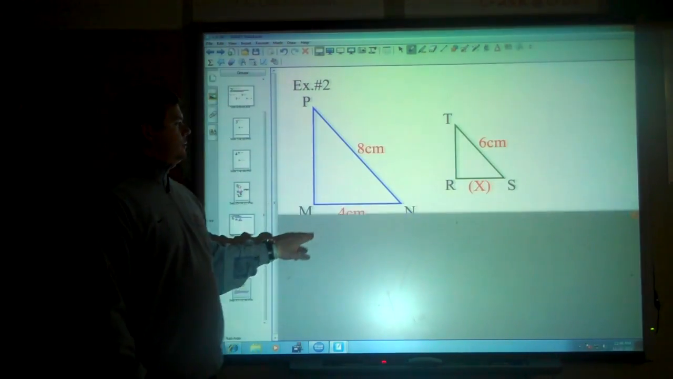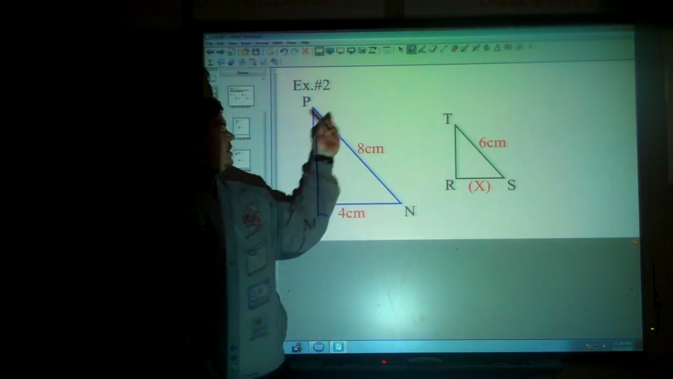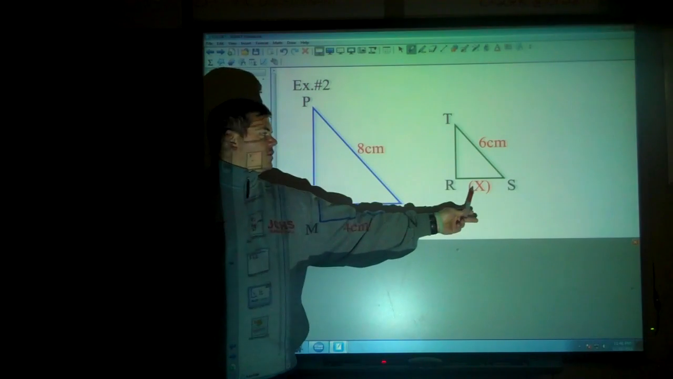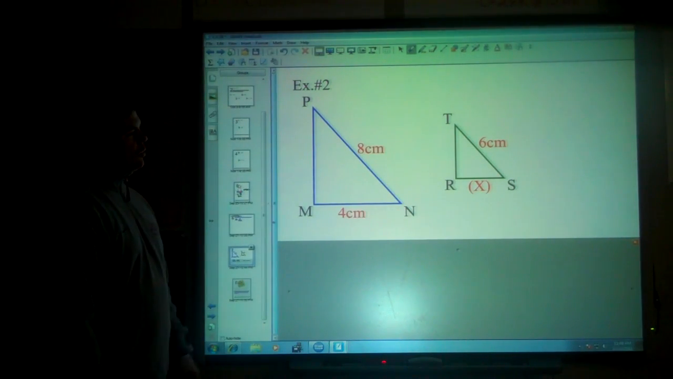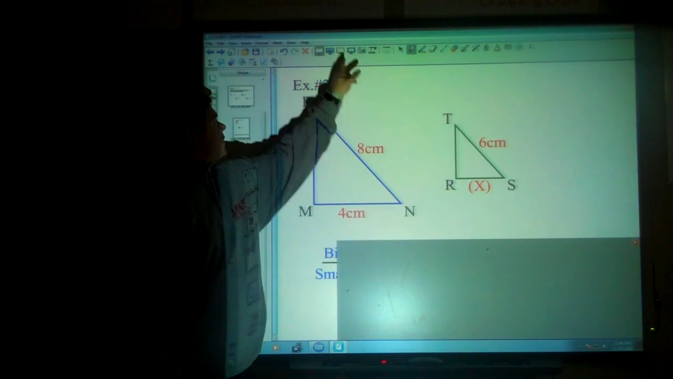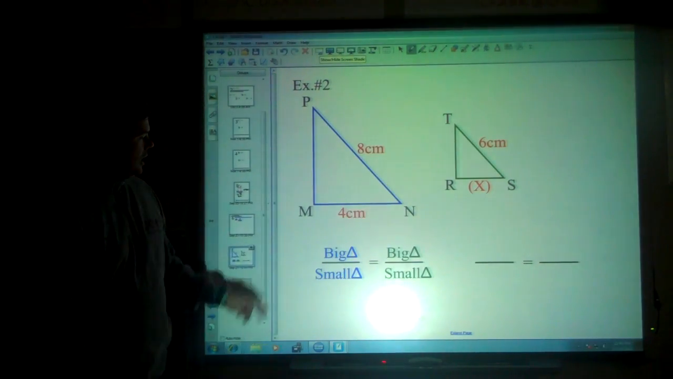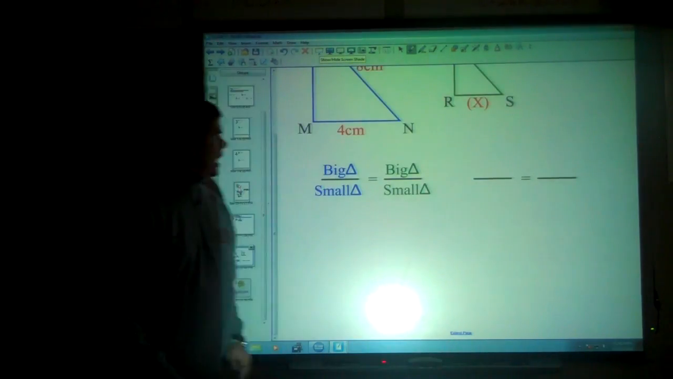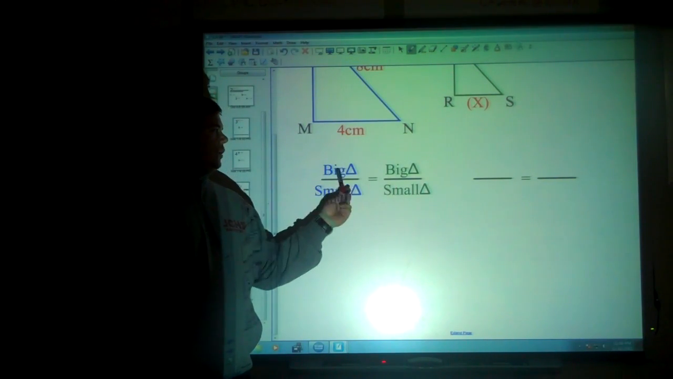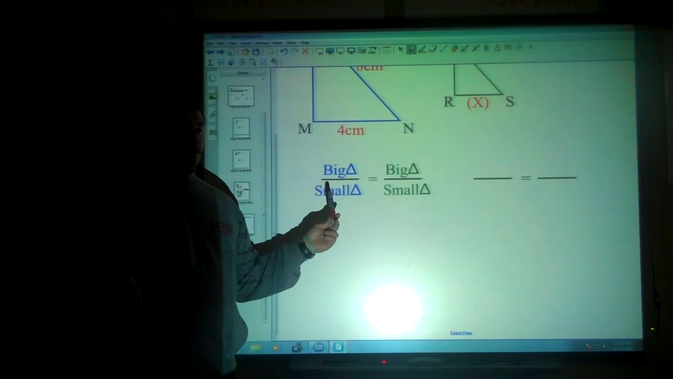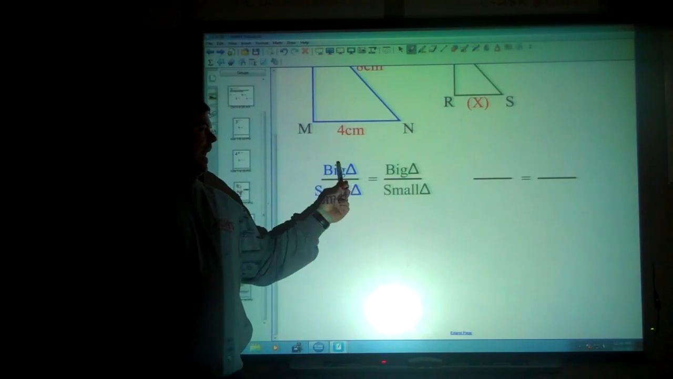Based on that, is there a way to figure out if these are actually similar triangles? Is there a way to figure out this value right here? We can make what's called a proportion. So I've got a couple of them here to think about. If you look at this proportion, you match it up so that the bigs and the bigs are either across from each other or on top of each other. It doesn't matter. I don't want bigs to ever be diagonal.